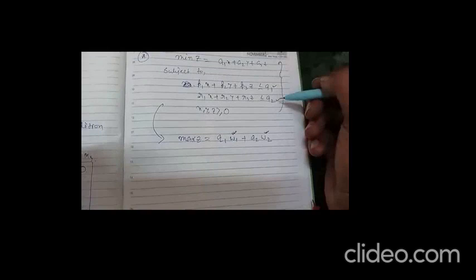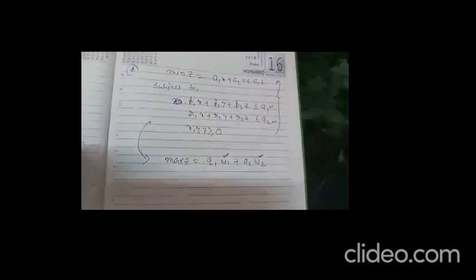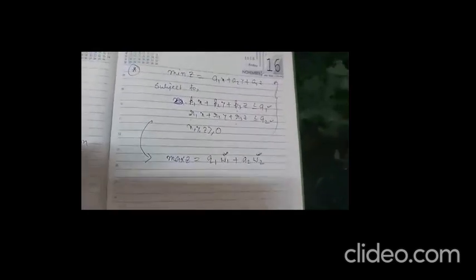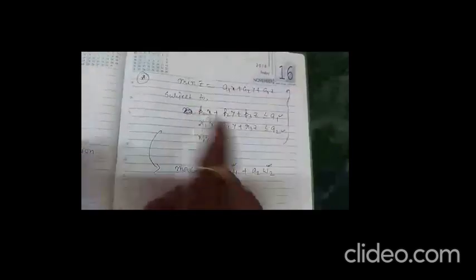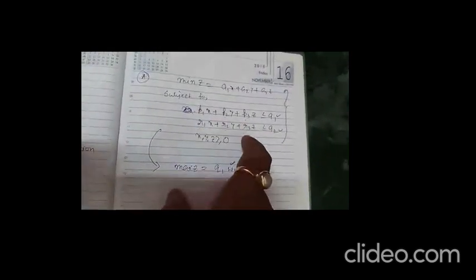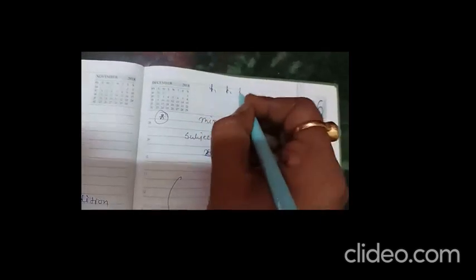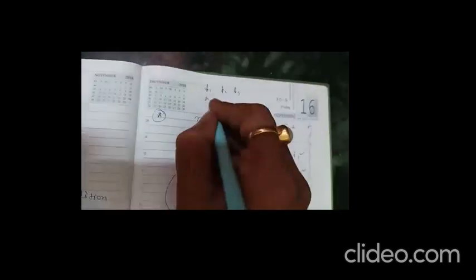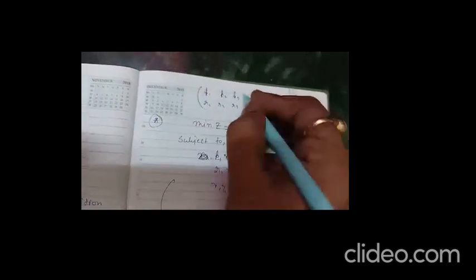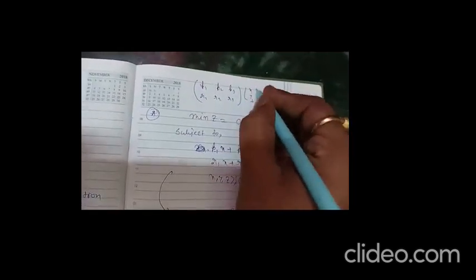If you look here, you can understand that I can convert this into P1, P2, P3, R1, R2, R3. So the matrix corresponding to this will look like this: P1, P2, P3, R1, R2, R3, and this matrix is multiplied by x, y, z.